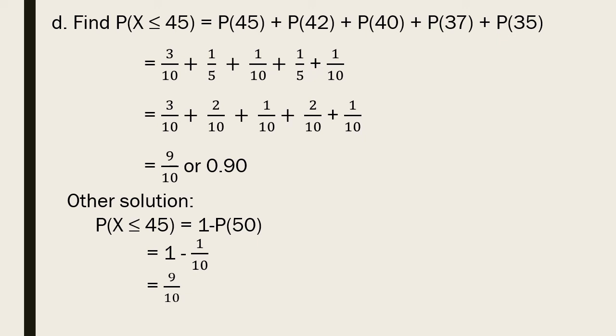So, katulad ito nung sagot natin sa unang solution. So, any solution, pwede natin gamitin. It's up to you kung paano mo siya gagawin. Basta ang mahalaga, tama yung magiging answer natin.